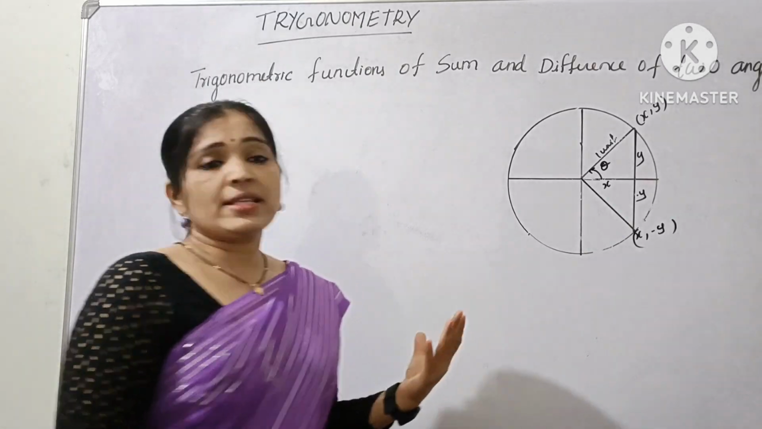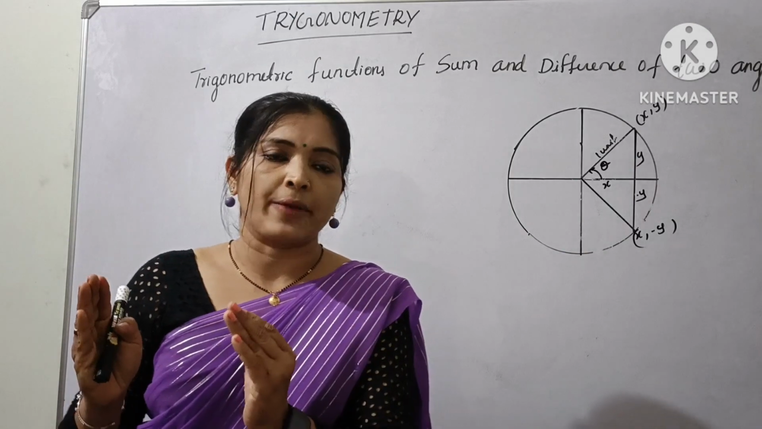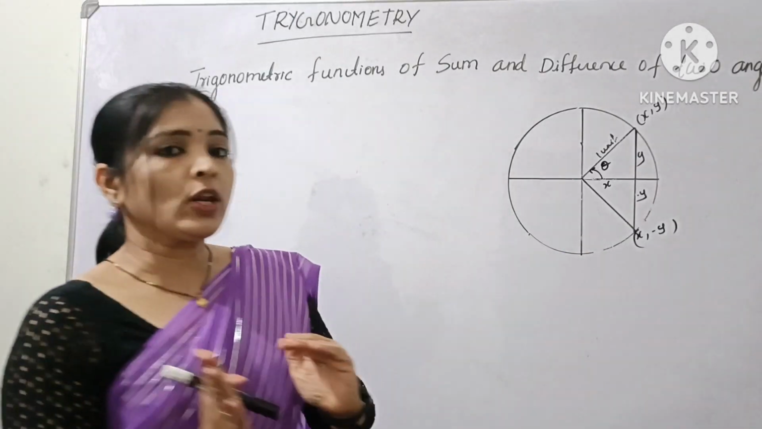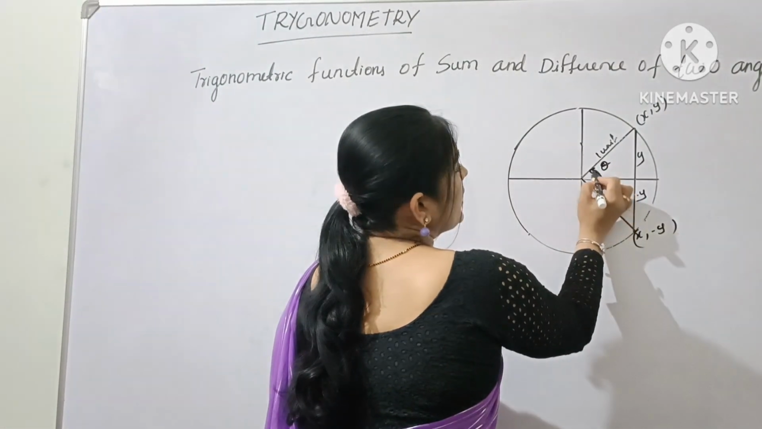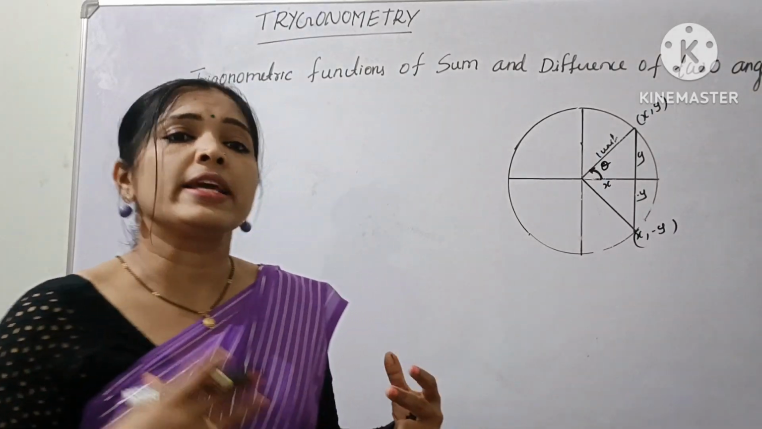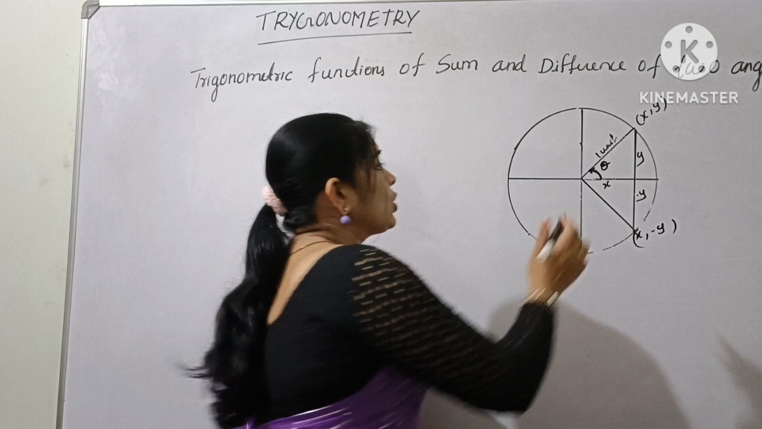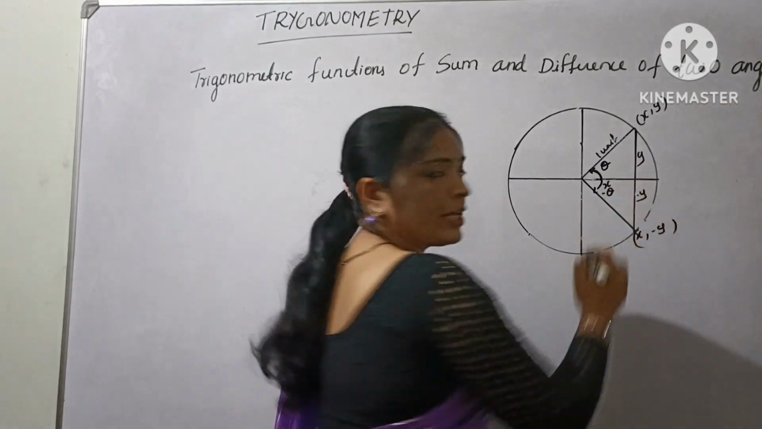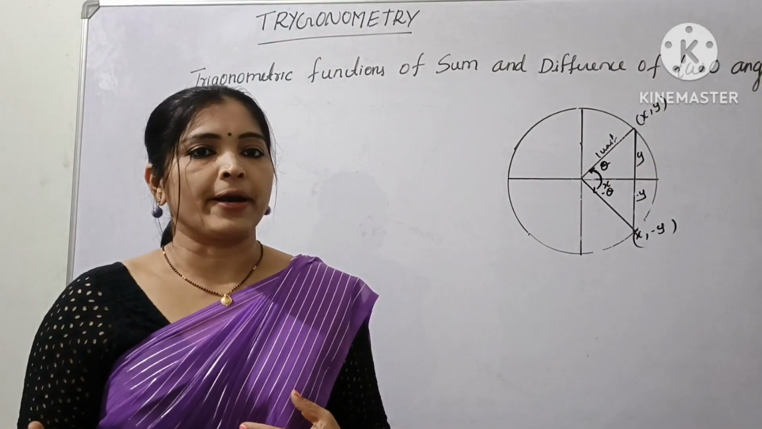Okay. In our last class, we have already studied in a unit circle what is sine theta. Here theta is the positive angle. What is a positive angle? When a ray is rotating in the anti-clockwise direction, the producing angle is positive. Okay? When a ray is rotating in the clockwise direction, the producing angle is negative angle. Okay? So in positive angle, what is sine theta?